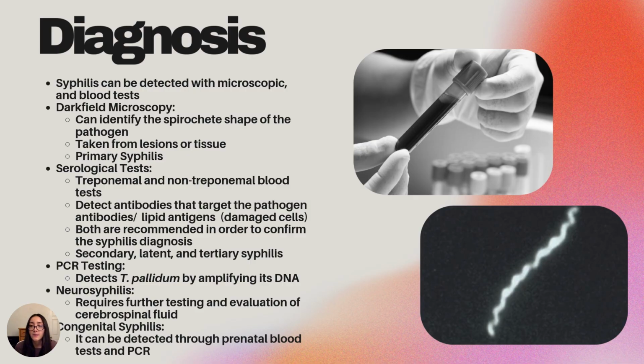Both tests are recommended together to confirm a syphilis diagnosis, and they are used for secondary, latent, and tertiary syphilis. PCR testing can also detect the pathogen by amplifying its DNA, and neurosyphilis normally requires further evaluation of the cerebrospinal fluid. Additionally, congenital syphilis can be detected through prenatal blood tests and PCR testing.